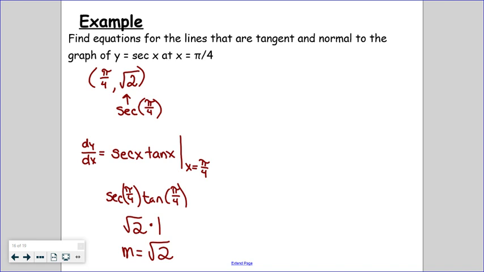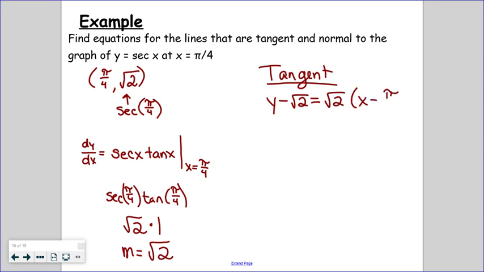So let's write our tangent line. y minus square root of 2 equals our slope, which is also square root of 2, times x minus pi over 4. Our normal line, same point, opposite reciprocal slope.